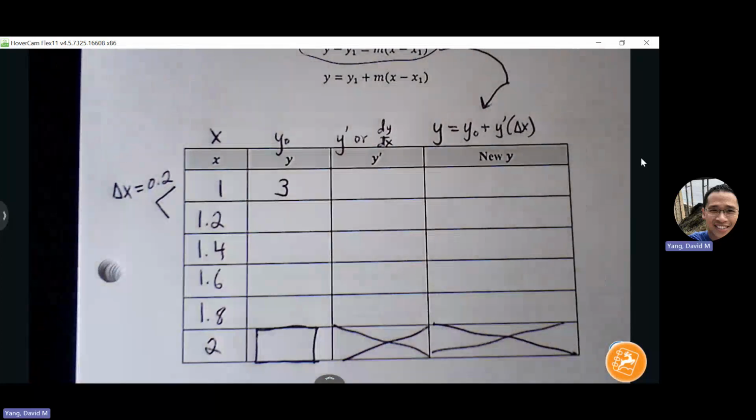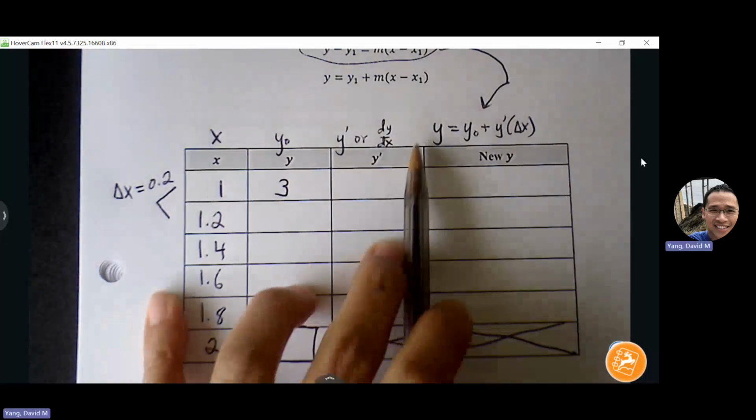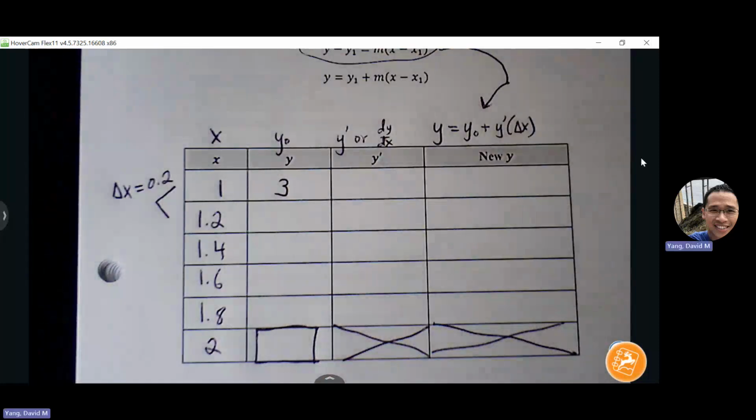Okay, so you can go ahead and have your calculator out if you like. Our y prime is our slope formula. This will always be given to you. So here my dy dx is 2x.